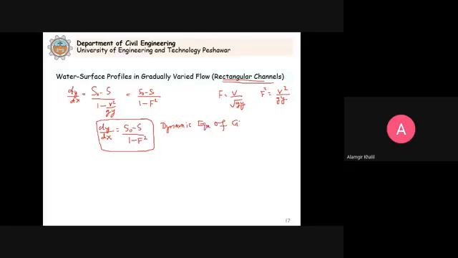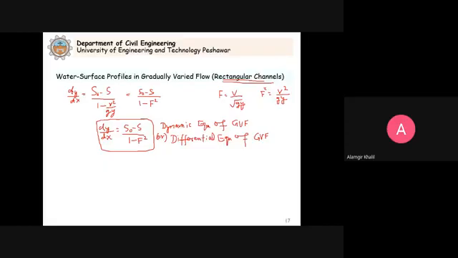Of gradually varied flow. Now in some books it is known as a differential equation. It is known as the differential equation of gradually varied flow. Now what is the use of this equation?